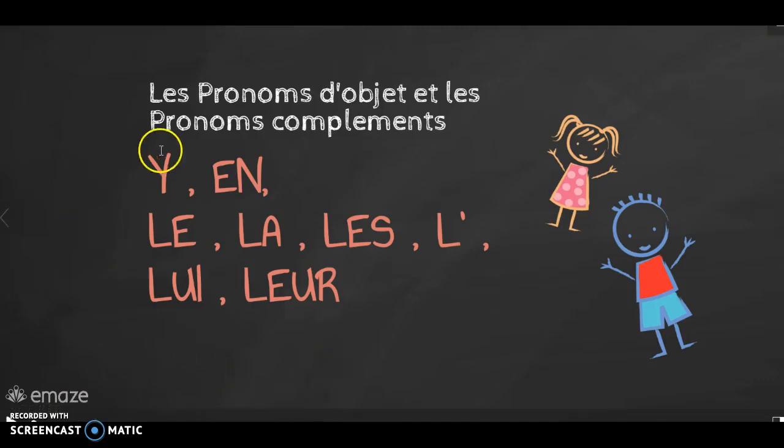Today I'm going to be talking about les pronoms d'objet et les pronoms compléments. For the last couple of days we have been talking about these first two here, y and en, and today I'm going to show you more examples. Before I can talk about the rest of the pronouns I have for you here, le, la, les, l', lui, and leur, first let me show you some examples with the first two pronouns, y and en. Here we go.